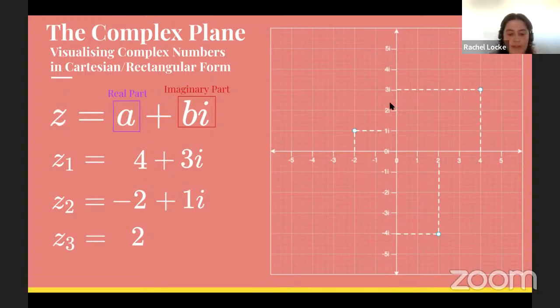It's useful to note at this stage that complex numbers can have either a real or imaginary part that is 0. If the real part is 0, then the number will lie on the imaginary axis. Conversely, if the imaginary part is 0, the number will lie on the real axis.